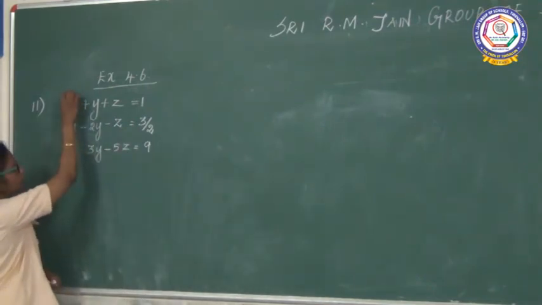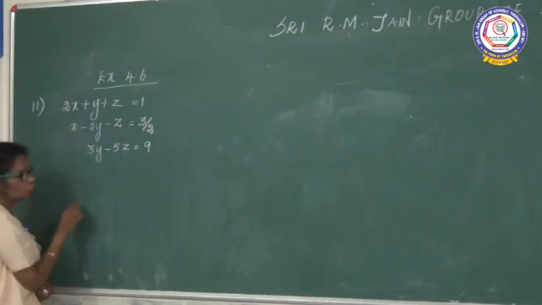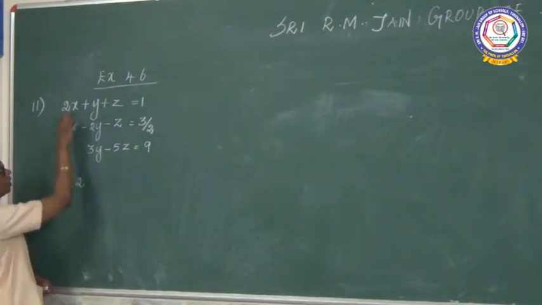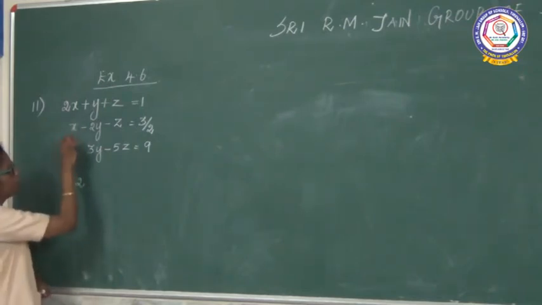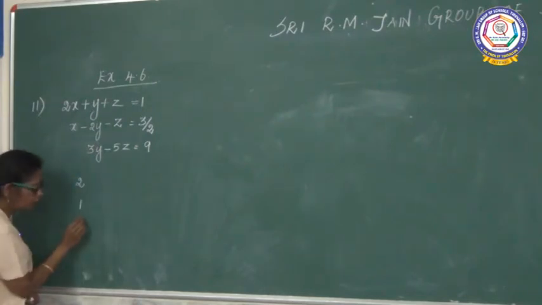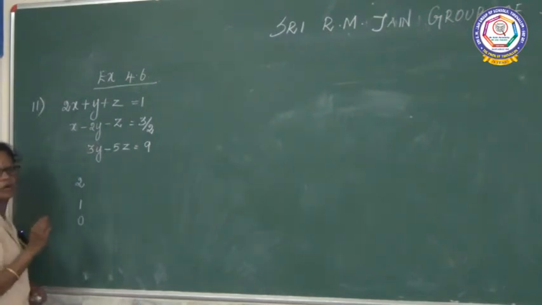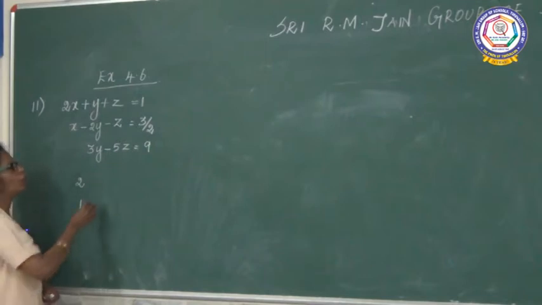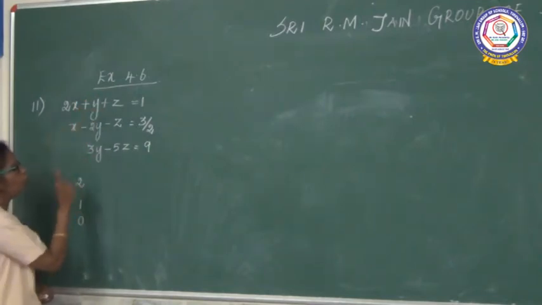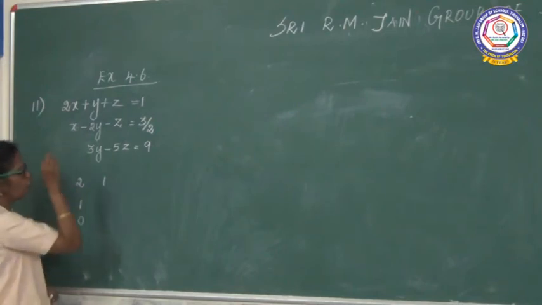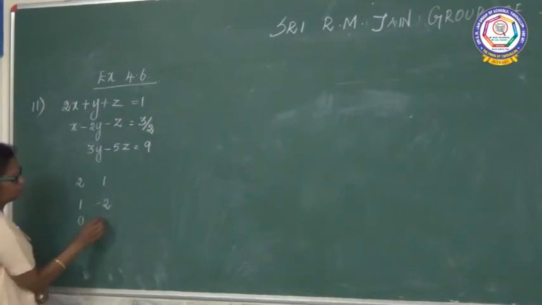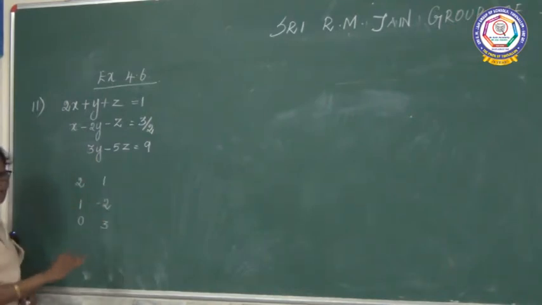I told you already, the coefficient of x should be in the first column. What is the coefficient of x in the first equation? 2. Second one, 1. Here you see there is no x, so you consider that as 0. Next column, we collect the coefficient of y: plus y means 1y. Here minus 2. Here 3. Coefficient of y is over.